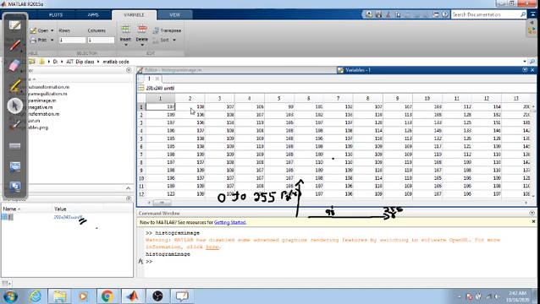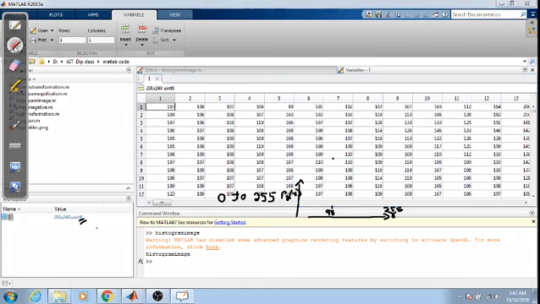Each element will be having some particular value, but the maximum value is how much? The maximum value can be 255, and the minimum value is how much? 0. So it will be this.